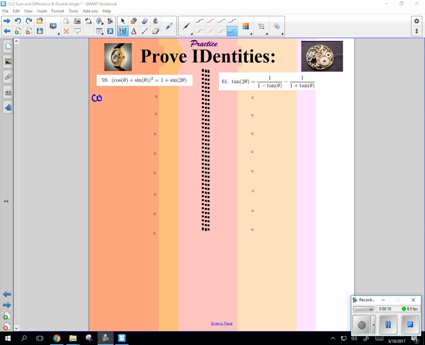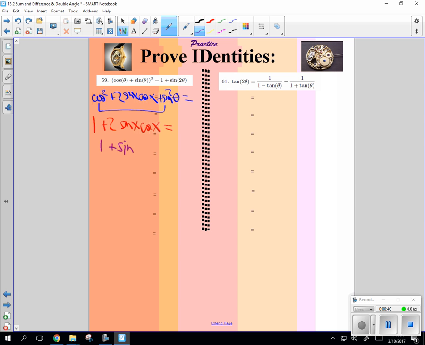Use an expansion: cosine squared plus 2 sine x cosine x plus sine squared. Okay, and what is cosine squared plus sine squared? 1 plus 2 sine x cosine x. And what is 2 sine x cosine x? Sine of 2x. Or theta in this case, but that's all right. 1 plus sine 2x, left-hand side equals right-hand side. What do you think? That's pretty cool.